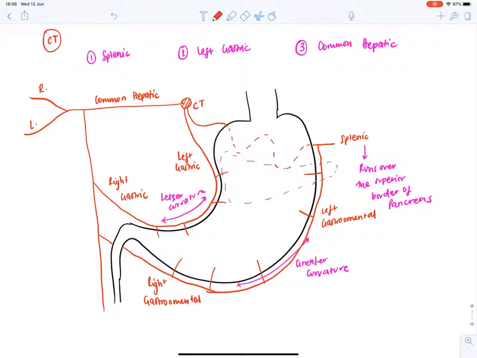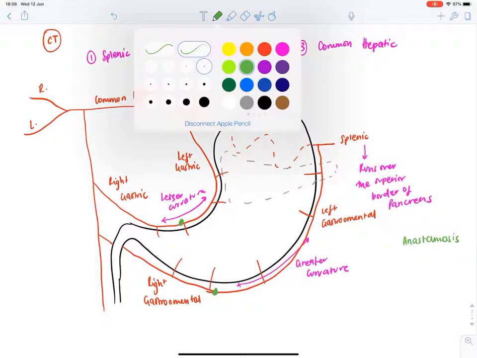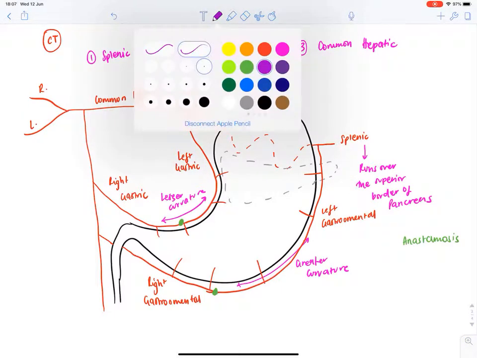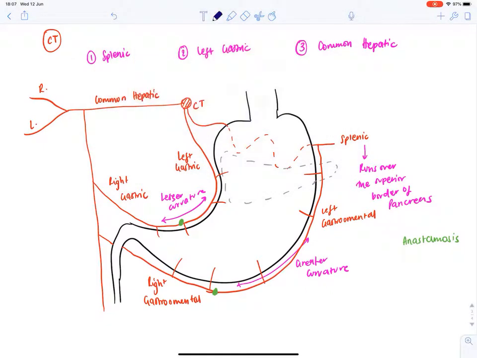Now, the thing to remember is that the gastric arteries have a point of anastomosis, and so do the gastromental arteries. Anastomosis basically means where two arteries meet. Now let's go through some of the other branches of the common hepatic artery. I'm going to do it in a different colour, just to distinguish between the branches.